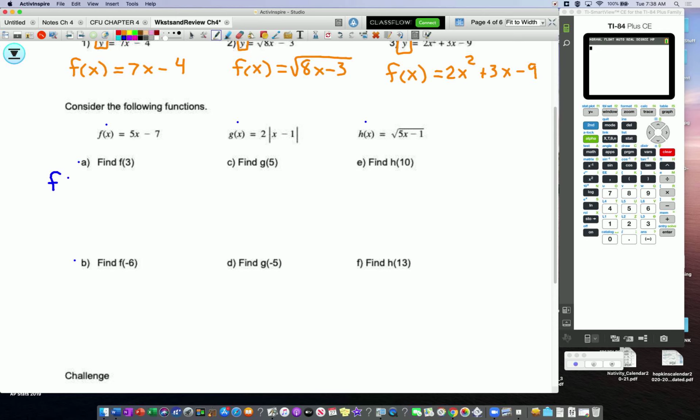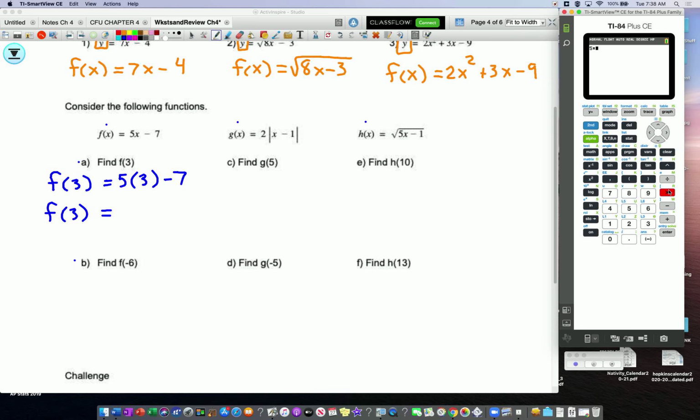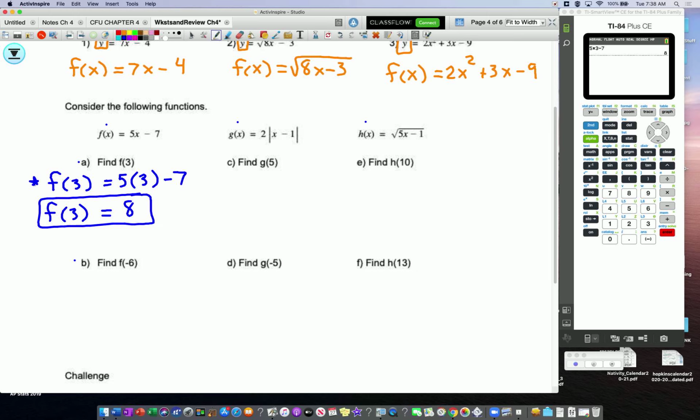So on your test, what I want to see is the notation here and you plugging in the number into the equation. So I would need to see your work on the test. So f of 3 equals, now the rest of it can be done on the calculator. So 5 times 3 minus 7 equals 8, and that's it. So I'd want to at least see this first step. So just telling me the answer, not going to get you full credit.